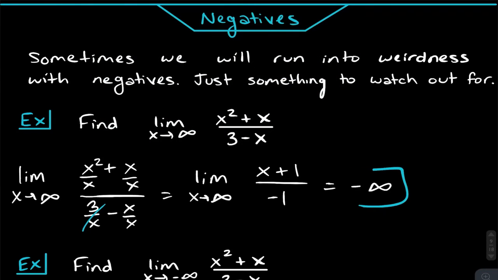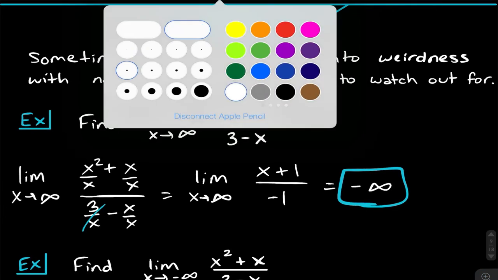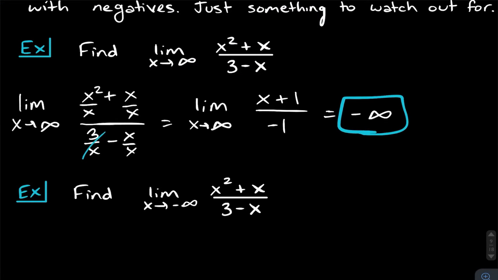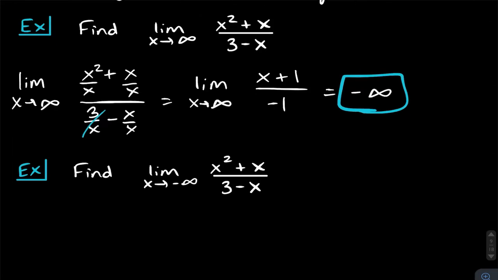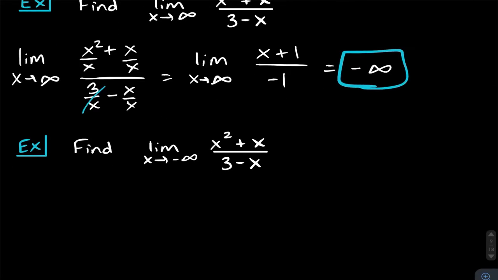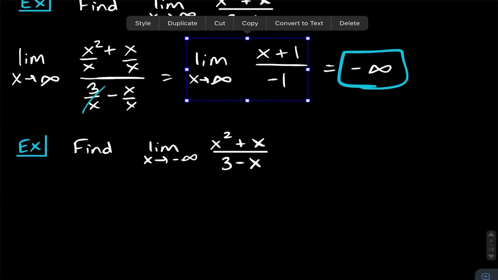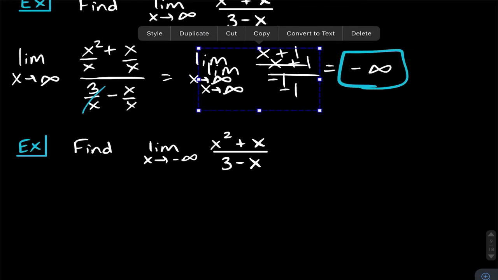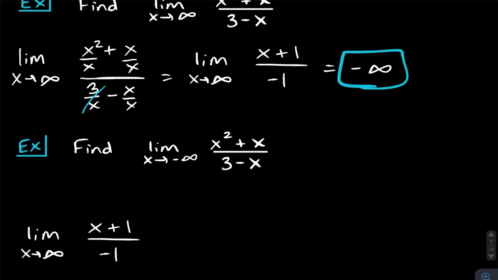And let's move on to the other example that I have, which is the limit as x approaches negative infinity of the same exact rational function. If we do that division example again, we'll do the exact same thing. We would end up with, again, the limit of x plus 1 over the negative 1. This time I will actually divide it through, and we'll analyze it like I was going to before.